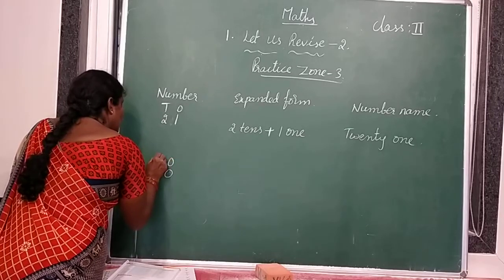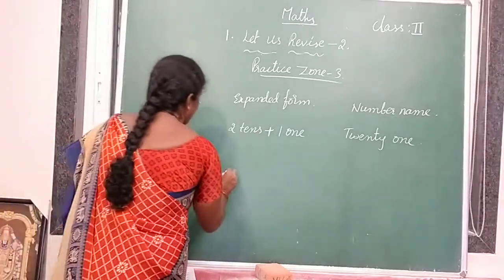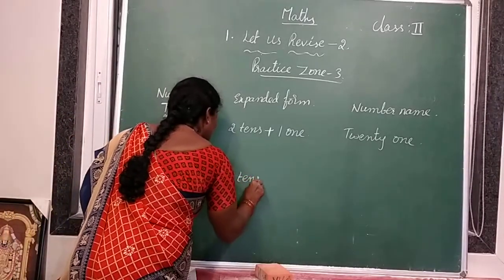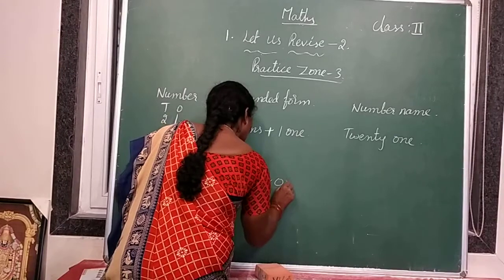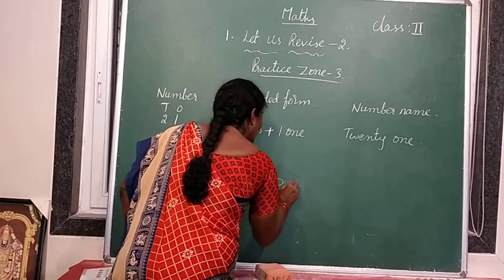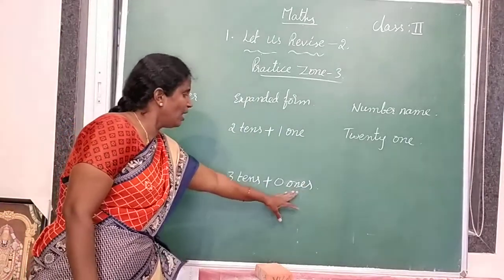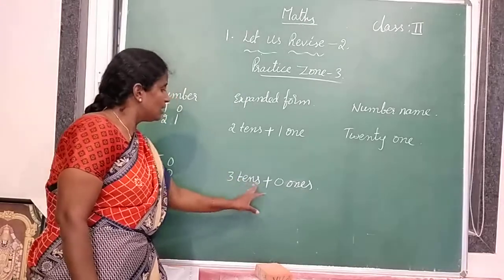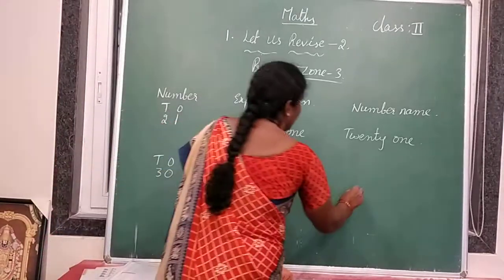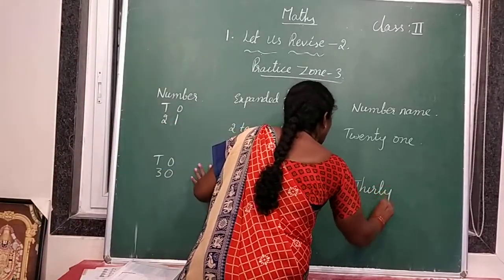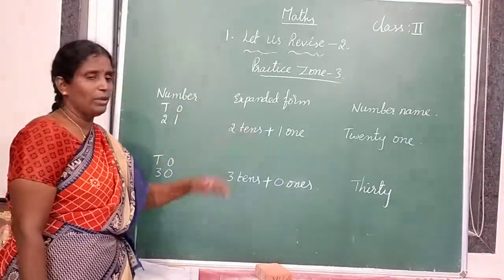So in 30, how many tens are there? 3 tens. Plus how many ones are there? 0 ones. We can leave that 0 and simply write 3 tens. Actually, we need not write 0 ones. Okay? 3 tens. And what is its number name? 30. Understood? So, expanded form and number names.